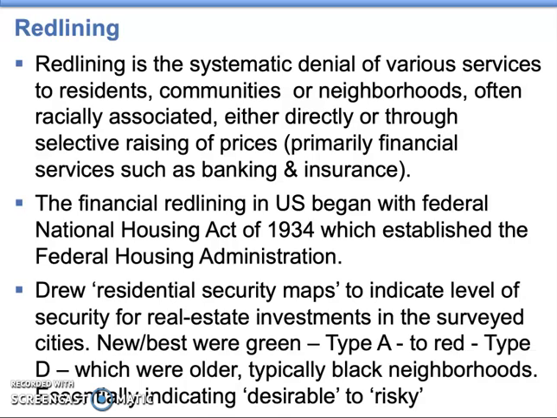These were drawn to indicate the level of security or safety for real estate investments within the surveyed cities. So not everywhere, but much of the U.S. population was covered by these residential security maps. They went from type A to type D, green to red. The green type A neighborhoods were those that were the newest or the best, whereas the type D were older, typically black neighborhoods. And this was essentially a gradation going from most desirable to least desirable, or risky real estate investments.